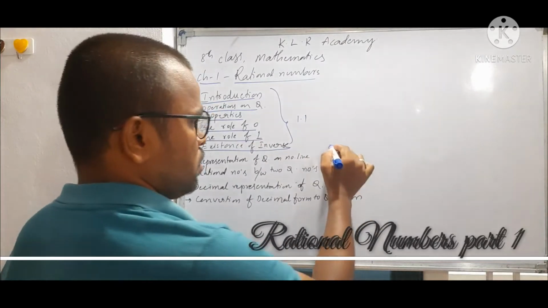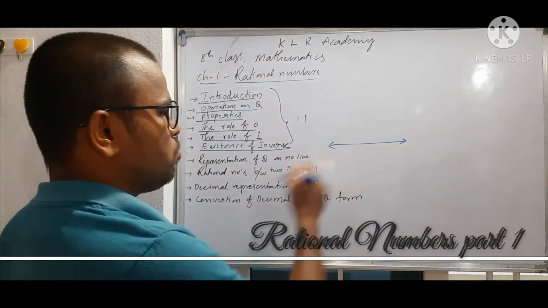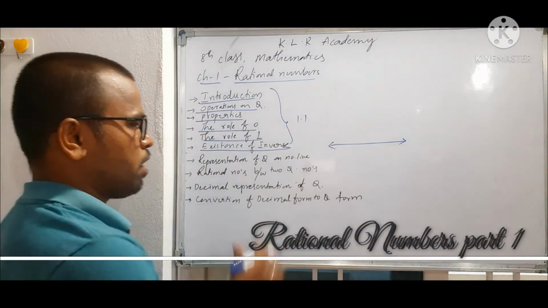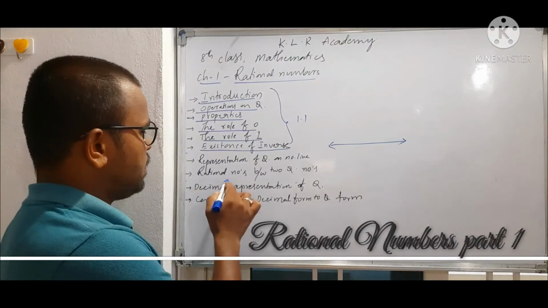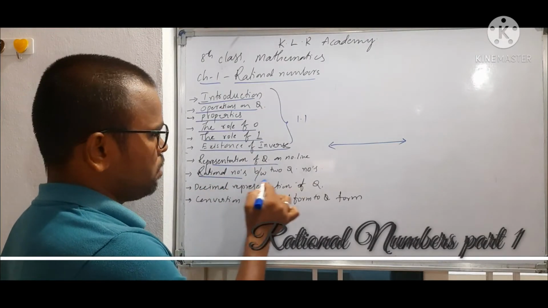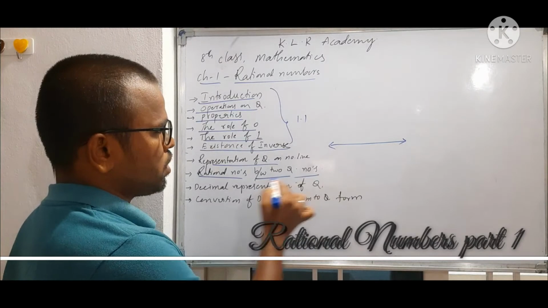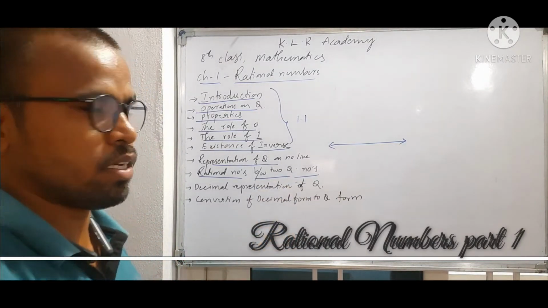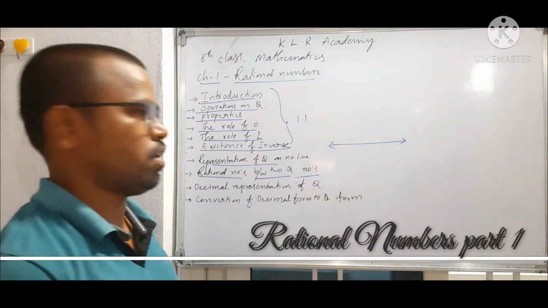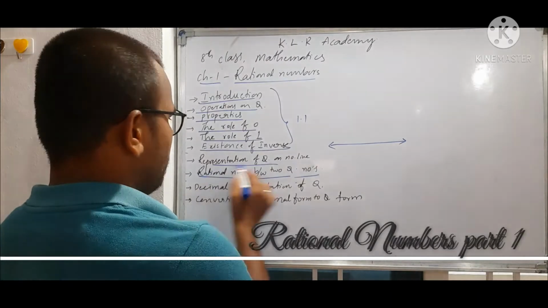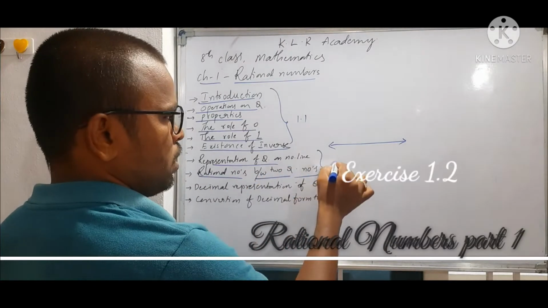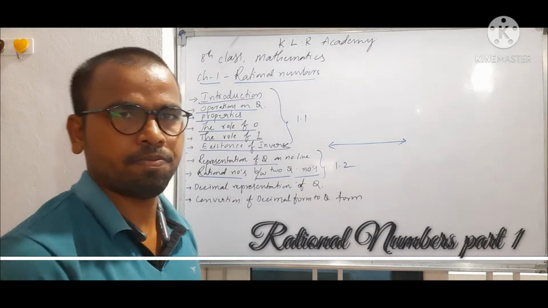How to represent these rational numbers on number line. And the next is rational numbers between two rational numbers. Identifying rational numbers between any two rational numbers. Based on these two topics, exercise 1.2.